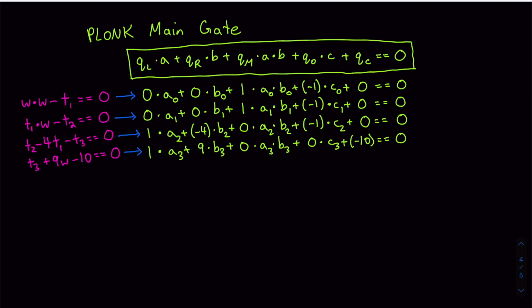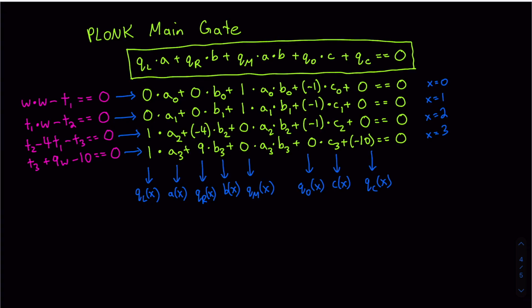Think of the PLONK main gate constraints as forming a matrix. Each constraint is a row, and each selector or variable, the q's and a, b, c, is a column. Now let's use the row number as the x value for interpolation. The first constraint corresponds to x equals 0, the second to x equals 1, and so on. By using these values as evaluation points, we can interpolate a polynomial for each column.